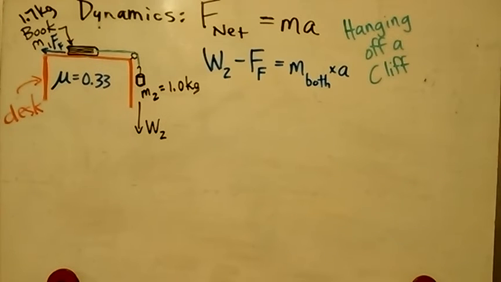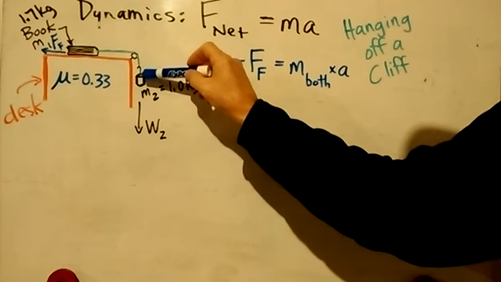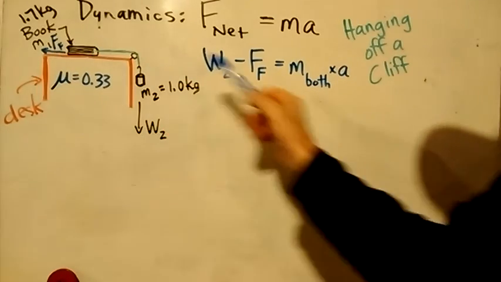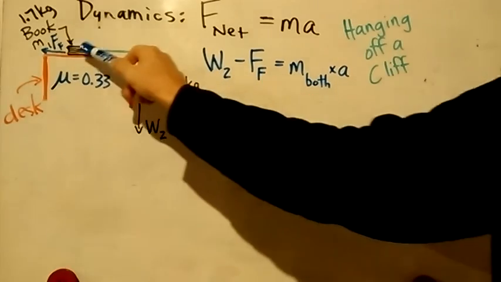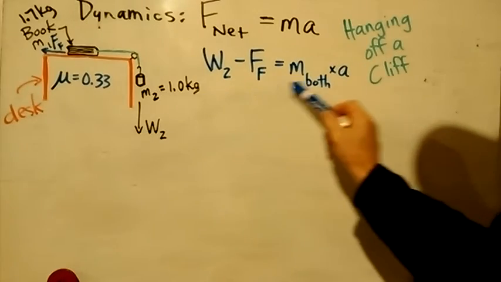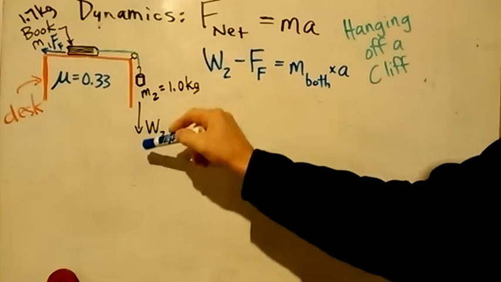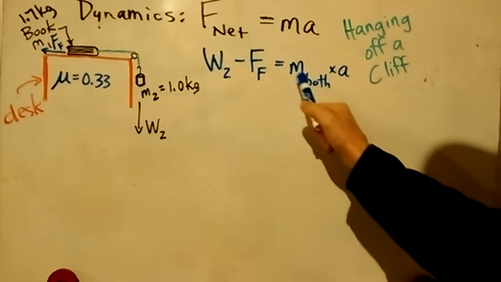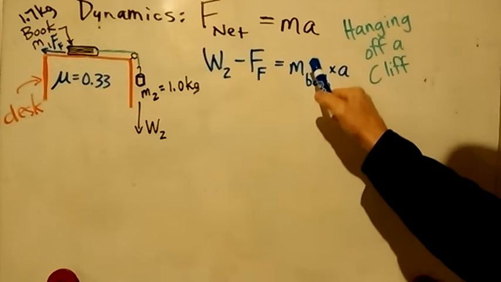So the winning force is weight 2. It's pulling its mass down and also pulling the book to the right. And the losing force on the book is the force of friction. Both of the masses are moving. M2 is going down, M1 is also moving. So we have to consider both of them when we go M times A.